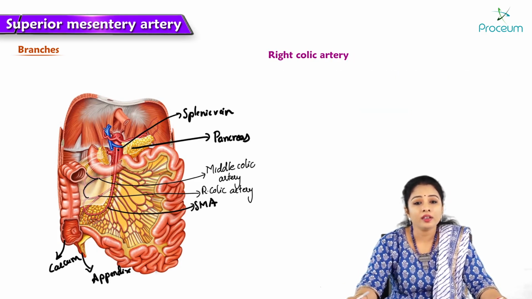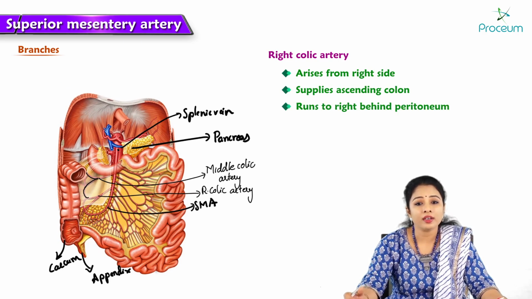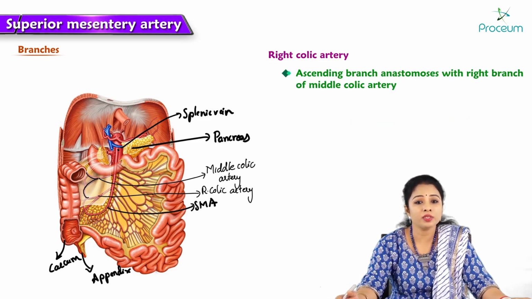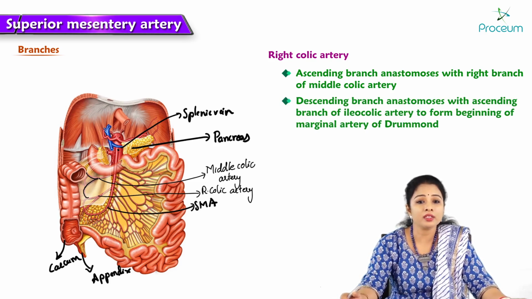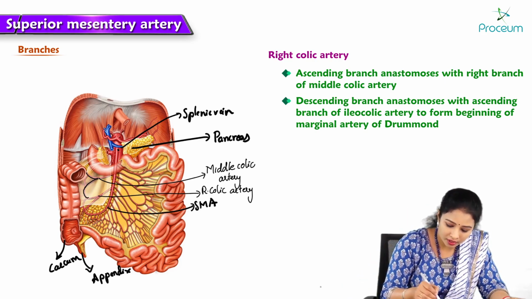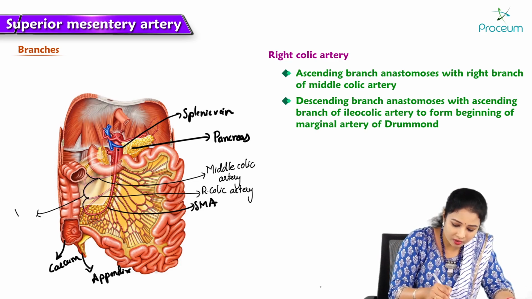Left colic artery is a branch of the inferior mesenteric artery. Right colic artery arises from the right side and supplies the ascending colon. It runs to the right behind the peritoneum and divides into ascending and descending branches. The ascending branch anastomoses with the right branch of the middle colic artery, which I have already shown in this image. And the descending branch anastomoses with the ascending branch of the ileocolic artery to form the beginning of the marginal artery. We can see this artery forming the marginal artery. So, parallel arteries are all marginal.